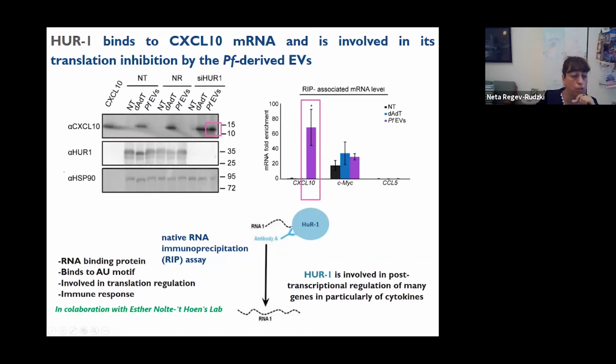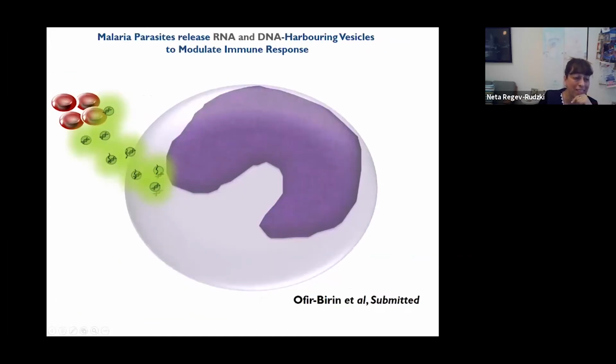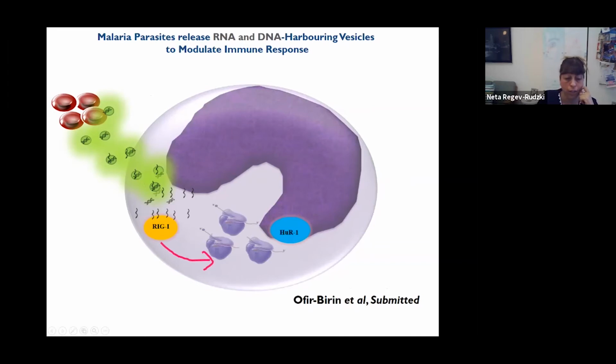So if I sum up what I showed you so far, we found that these secreted vesicles can be taken up by monocytes, and then the RNA cargo in this regulation is recognized by the RNA sensor RIG-I. That leads to a chain of events, and eventually to the recruitment of another RNA binding protein, HUR, to a small AU element region in the 3' UTR of the mRNA, and by that it blocks the association of the ribosomes, and there is no translation of IP10.